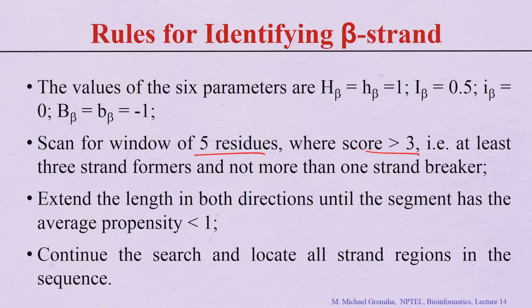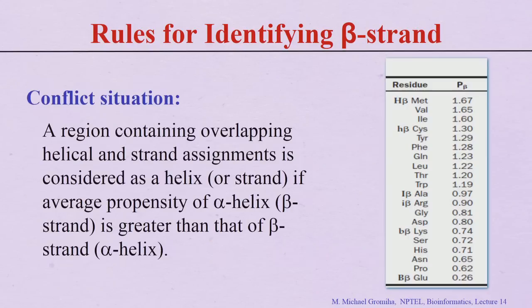Then you can extend the length in both directions unless the average property is less than 1. You can continue the regions and find the strand. The same procedure you can adopt, so I do not have to explain all these details. Here we have the values for P beta and you can assign the values and find out. For example, if you find a conflict situation, where the same segment can be predicted as helix and also as beta sheet, what do you do? In this case, get the segments, assign the real values and see which one is dominant. If the average propensity of alpha helix is greater, then this is alpha helix.